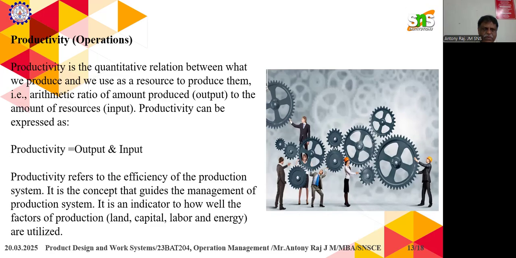Productivity can be expressed as output by input. Productivity refers to the efficiency of the production system. It's a concept that guides the management of the production system. It's an indicator of how well the factors of production, land, labor, are utilized.